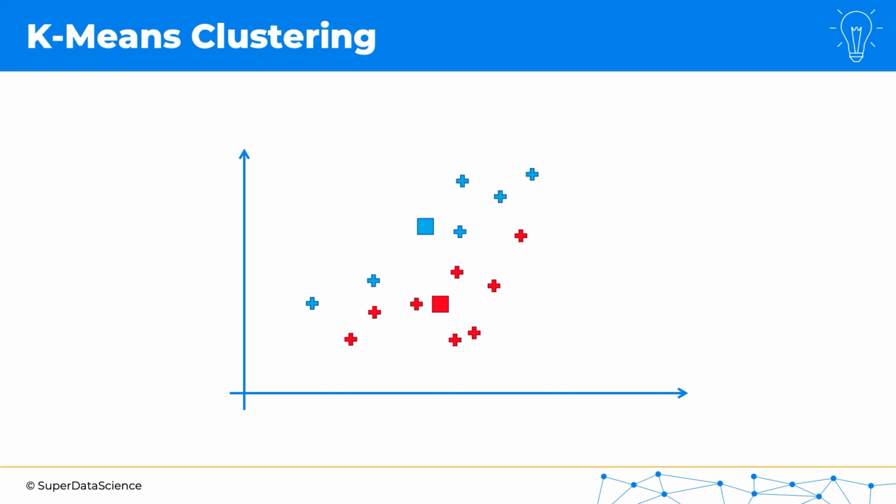Once they've moved, we repeat the process. We reassign data points to the closest centroid. So again, equidistant line, change the colors of the data points and assign. And again, we calculate the center of gravity, center of mass, move the centroids, do the process again. Reassign, calculate the center of mass, move the centroids, do the process again.